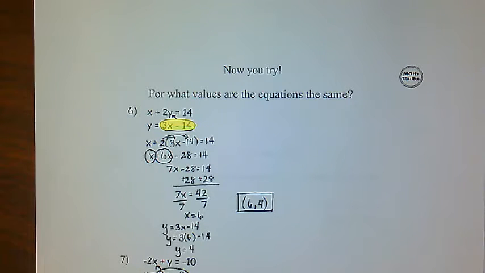Okay, so I took this, substituted in for y, so it looks like this. So I isolated my x, and I got x equals 6. Substitute that back in, and we get 6, 4.